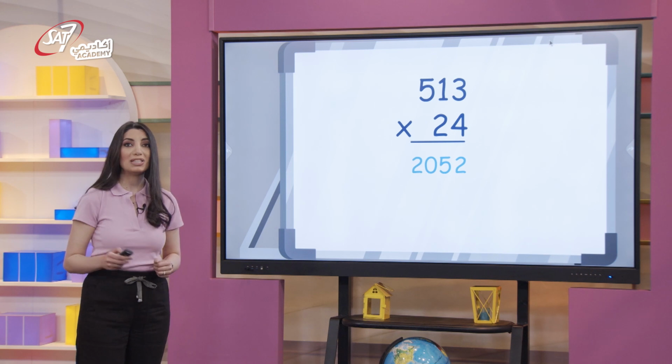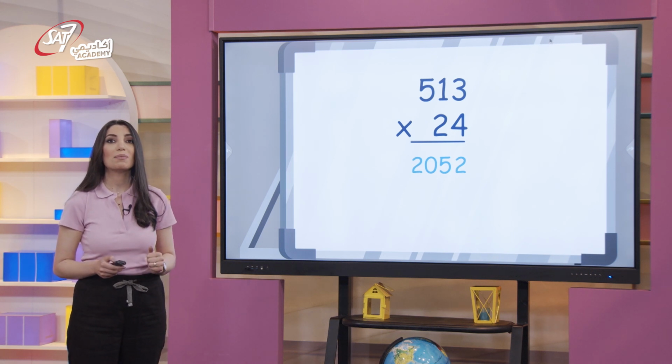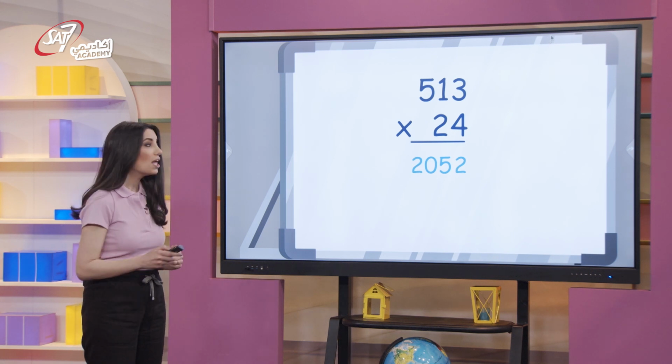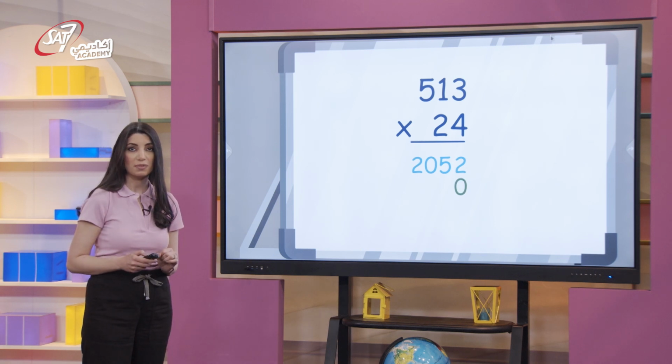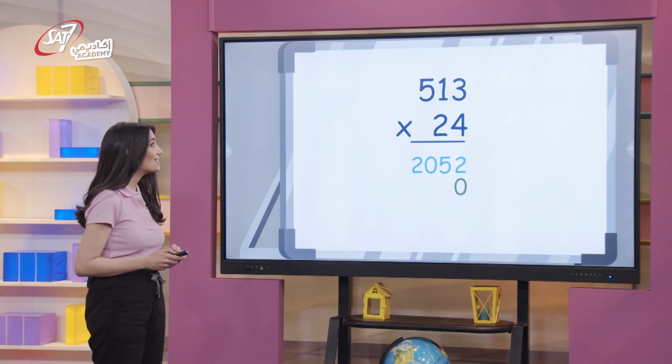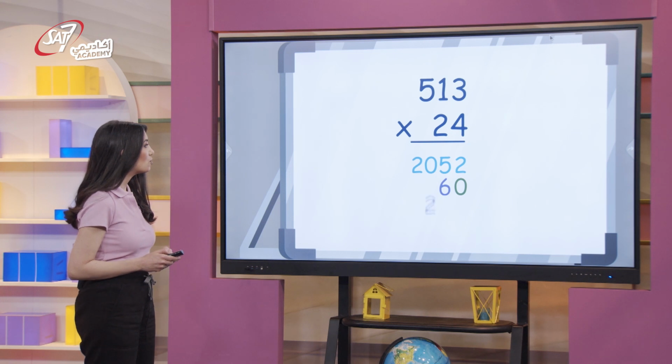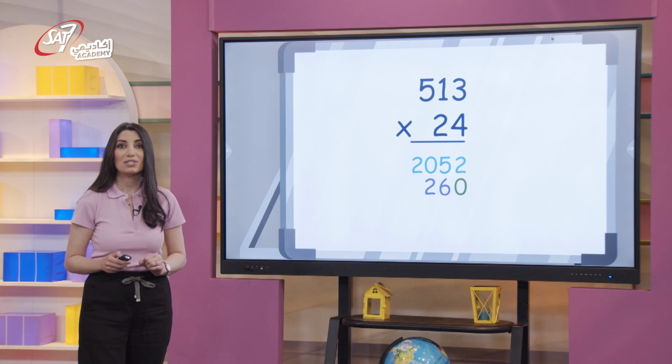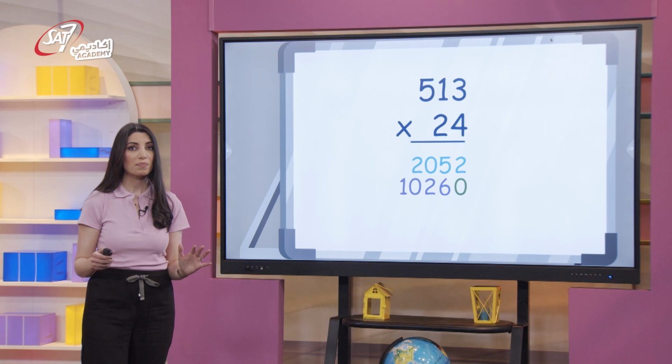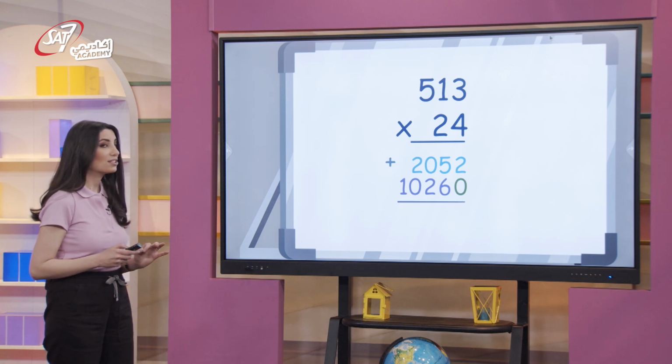Now we will multiply 513 times 20. Add the 0 that belongs to the 20. 2 times 3 is 6. 2 times 1 is 2. 2 times 5 equals 10. The final step is to add both answers together.